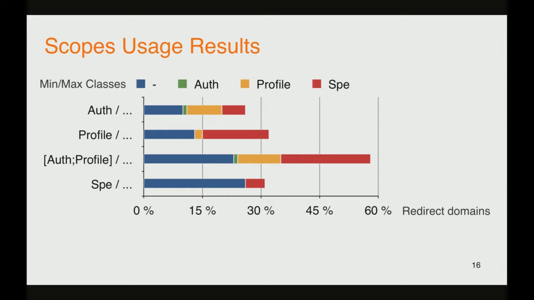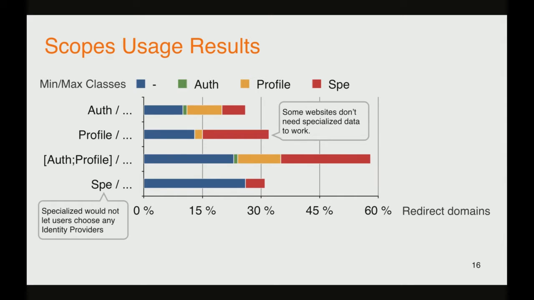So on the left, in blue, it's only one type of service, and then you have the authentication, profile, and specialized class. So first, this shows that some websites don't need specialized data because, for instance, in this case, the profile and the specialized, it shows that the website is requesting only a minimal profile data, so just a username and some small information, not really dangerous for user privacy, but is also using with another identity provider a lot more compromising data.